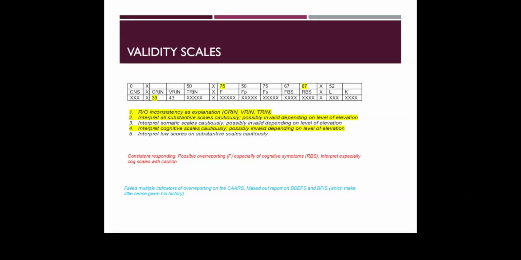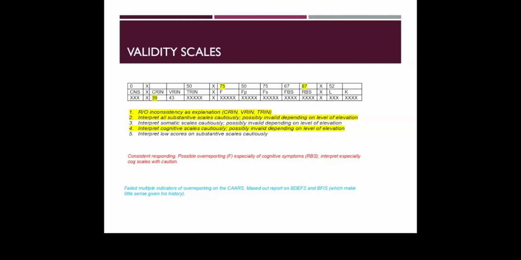So for this individual, their validity scale profile showed a low score on CRIN and an elevated score on F and RBS. When we look at the correlates of that, the F correlates are to rule out inconsistency as an explanation. Well, we can rule that out because in this case, CRIN suggests they're showing highly consistent responding. So we don't see elevations on F or RBS because they were also inconsistent. The elevation on F is why footnote 2 is highlighted: interpret all the substantive scales cautiously, possibly invalid depending on the level of elevation. And for RBS, it includes footnote 4, which is interpret the cognitive scales cautiously, possibly invalid depending on the level of elevation. And an 87 is pretty elevated.